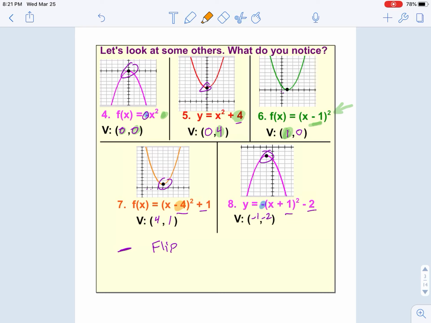The X part of it seems to move in the opposite direction. And the Y part of it moves in the same direction as you might think. So X minus 4 inside the parentheses, that moved this thing 4 to the right. X plus 1 in the parentheses actually moved it 1 backwards. But plus 1 on the outside moved it up 1. Minus 2 over here on the outside moved it down 2. So we're starting to get an idea of how these things are going to move.